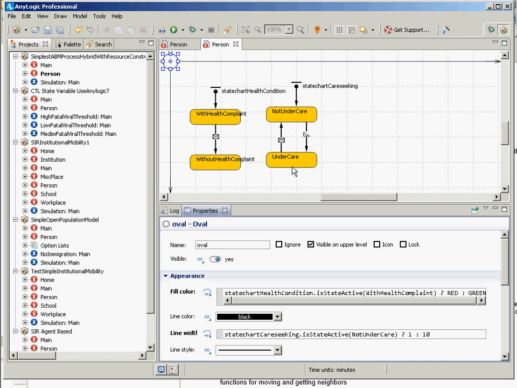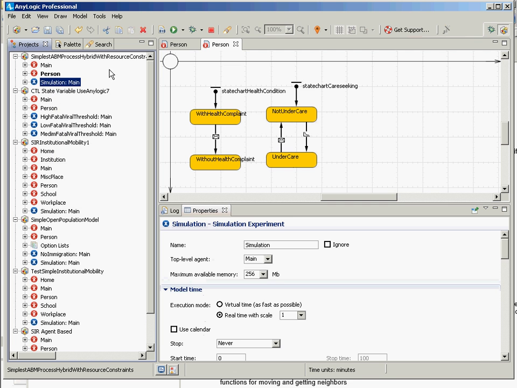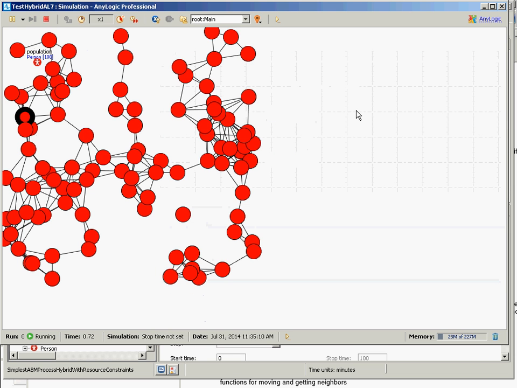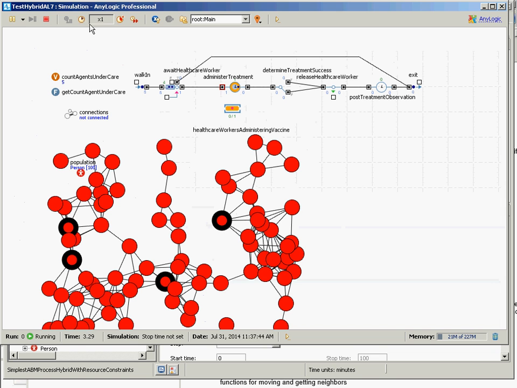Okay. Let's go now. Run this model, and then we'll see how the other piece of it is going. So if we run this, we should see something like this, and you'll notice that people are presenting for care. Remember, presenting for care was indicated by a thick border on each person, right? Now, what's going on is when they present for care, they come into this process here. And in this process, they walk into a clinic, and they await a healthcare worker. If that healthcare worker is forthcoming in a timely fashion, they're administered treatment.